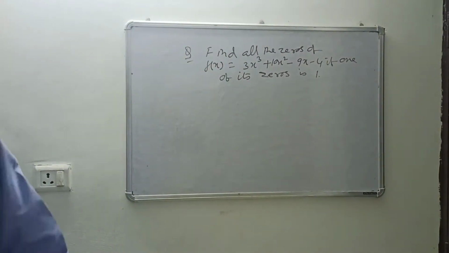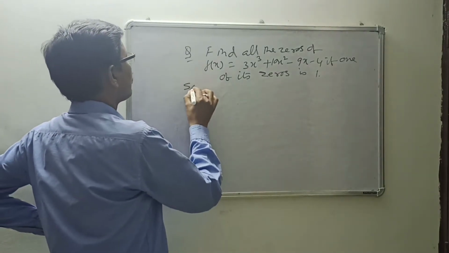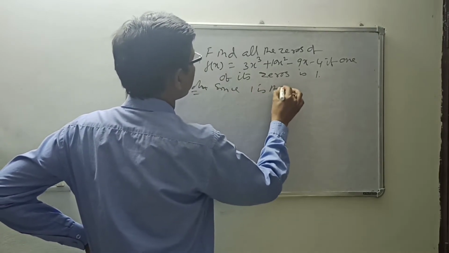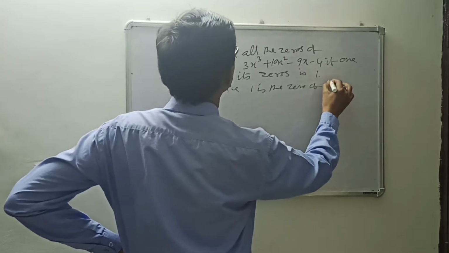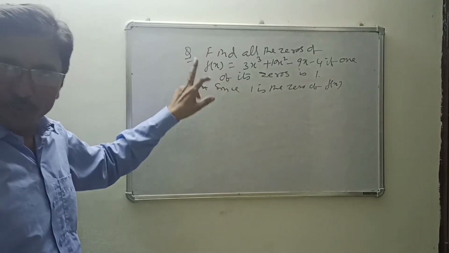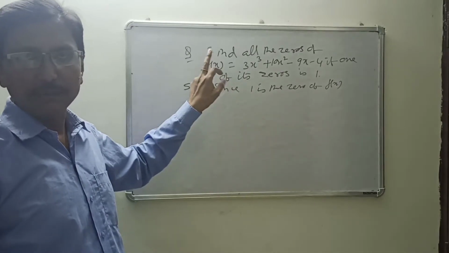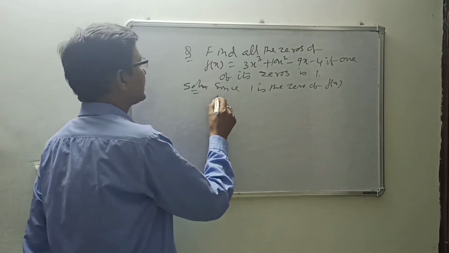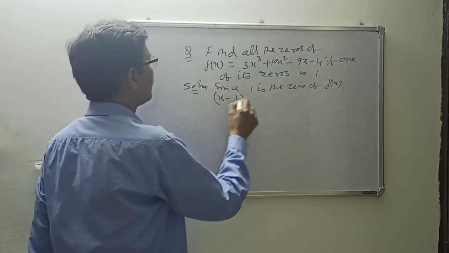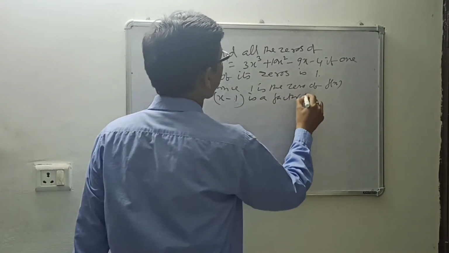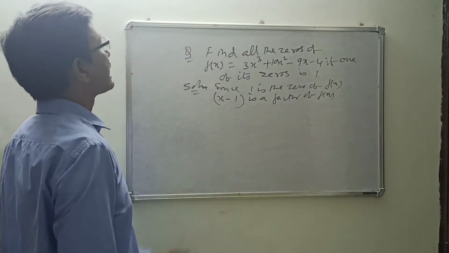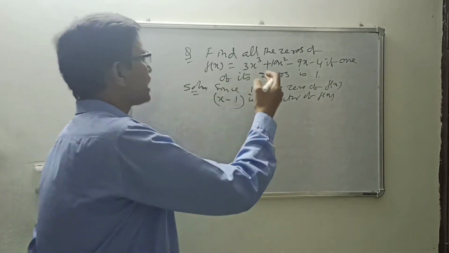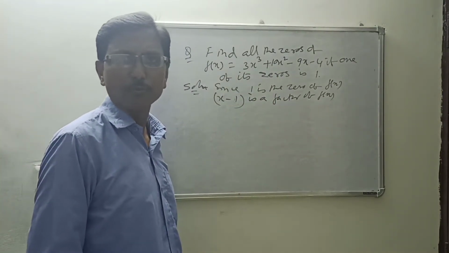So that's the first concept that we have written. Solution: since 1 is the zero of the polynomial f(x), if alpha is a zero, then x minus alpha is a factor. Similarly, 1 is the zero, then x minus 1 is a factor of f(x). Since this is a factor, how can you get the other factor? To get the other factor you have to divide.